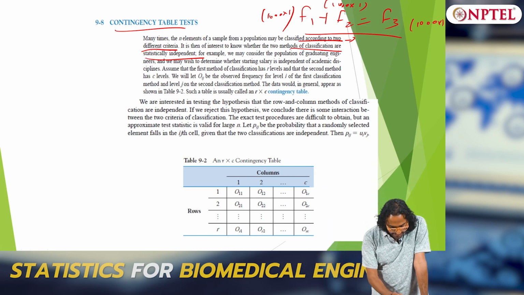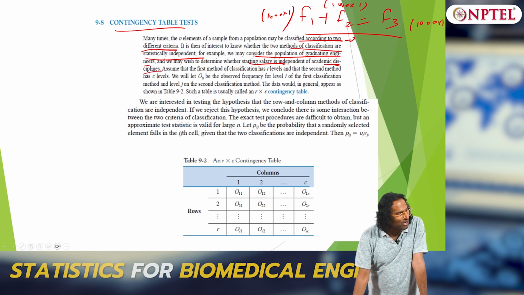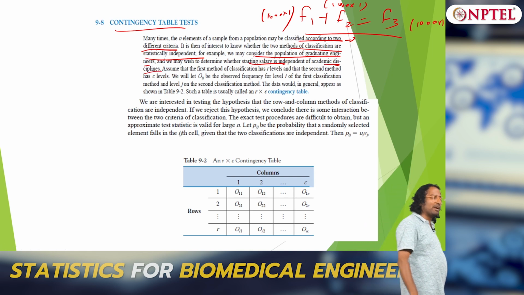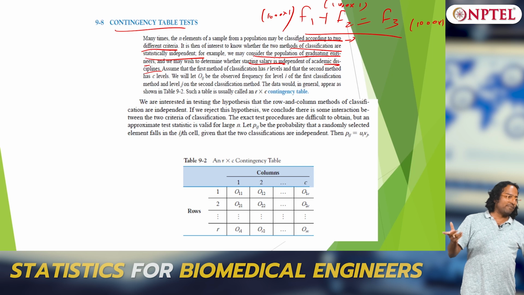Methods of classification, for example, we may consider the population of graduate engineers and whether the starting salary is independent of academic discipline. So starting salary is one variable and academic discipline is another variable.